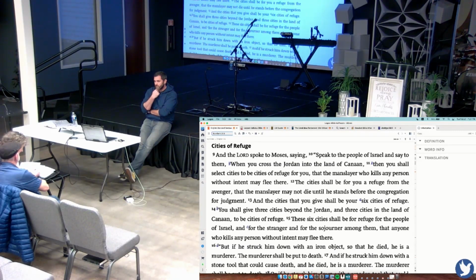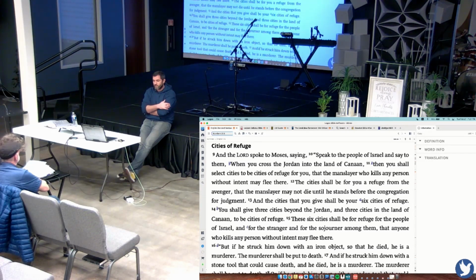Verse 11, you shall select the cities to be cities of refuge for you, that the manslayer who kills any person without intent may flee there. The city shall be for you a refuge from the avenger. The word for avenger in Hebrew is goel. Another way to interpret goel is redeemer. And we're going to talk a little bit about that. Don't let me finish this without talking about that again. If I forget, bring it up.